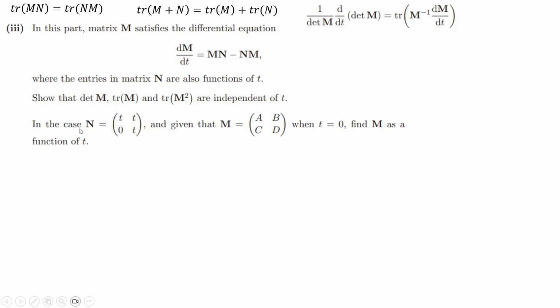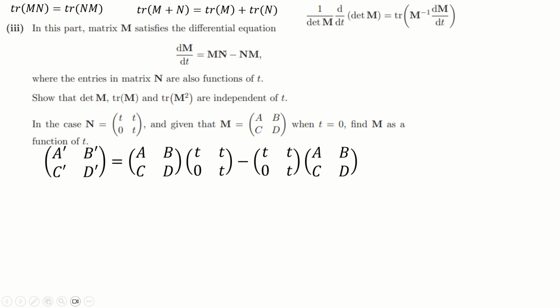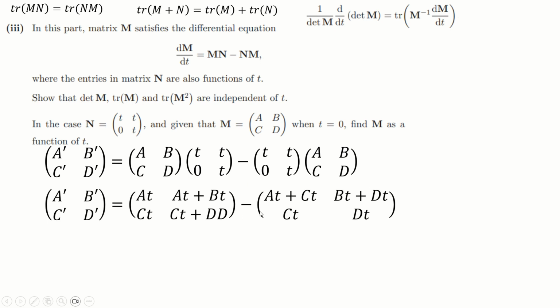Okay, so now we have in the specific case this, where these are all functions of t, find m as a function of t. So let's just, I mean, we know m obeys this thing here, so let's just do it. Let's call all of these functions a dash, b dash, c dash, and d dash, and then just put all of this stuff into here. And let's do a little bit of calculation here. It's not too hard, it's just multiplying matrices and simplifying, and we get to this.